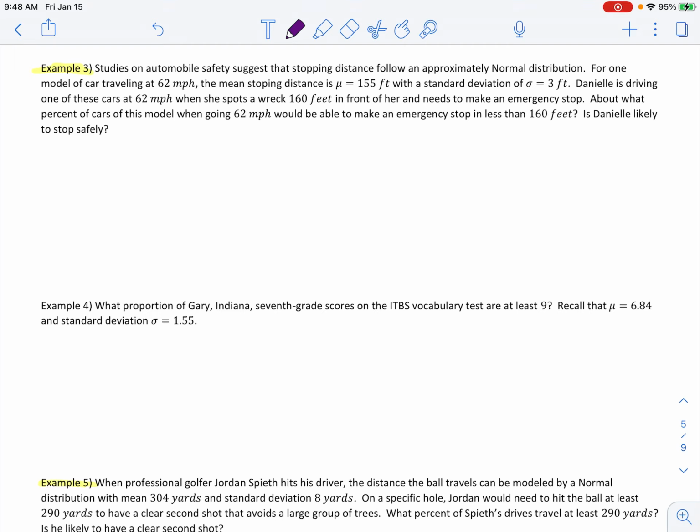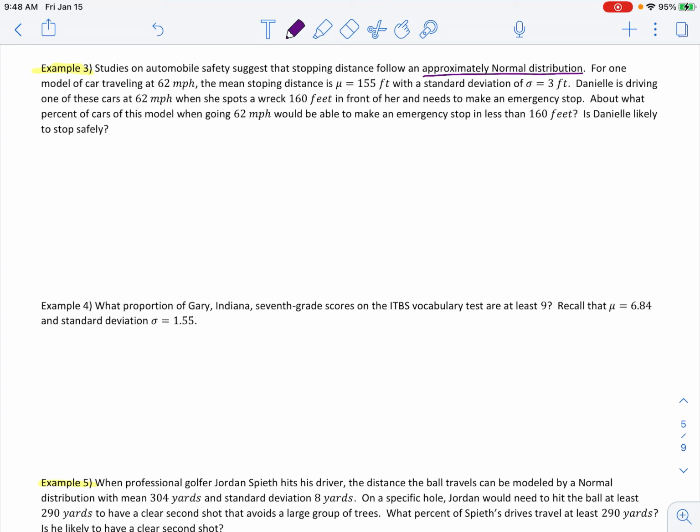It says studies on automobile safety suggest that stopping distances follow an approximately normal distribution. So this is how I know I'm not using binomial, geometric, whatever, telling you specifically we're about to use the normal distribution. For one model of a car traveling at 62 miles per hour, the average stopping distance is 155 feet with a standard deviation of 3 feet.